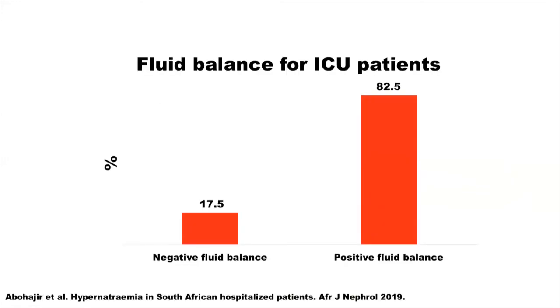So this was the fluid balance for patients in ICU. And as you can see here, in just over 80% of patients, the mechanism for hypernatremia in these patients was sodium gain.